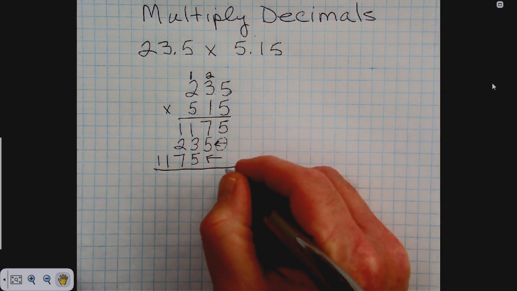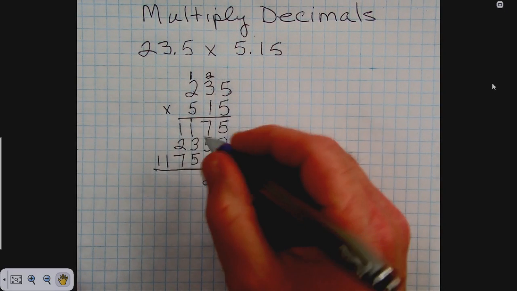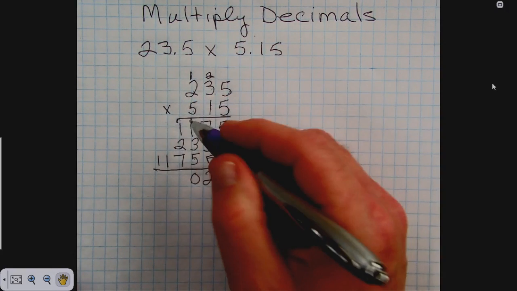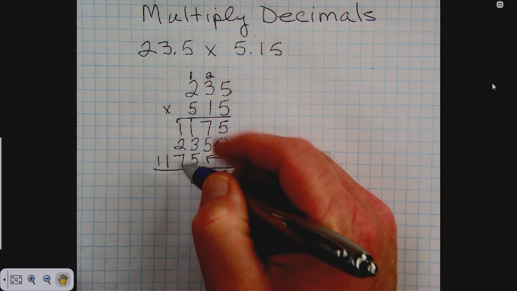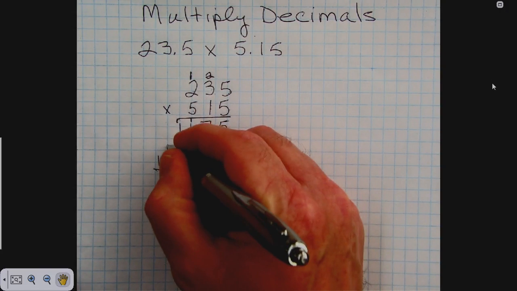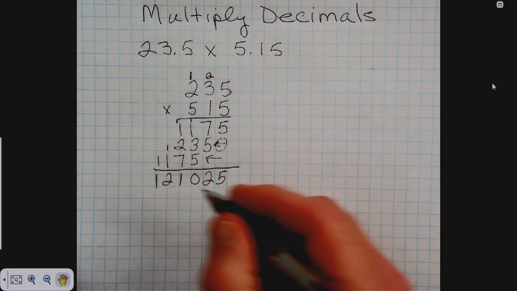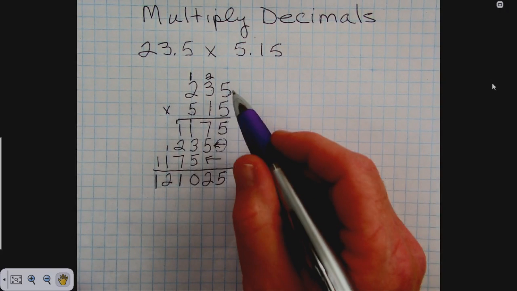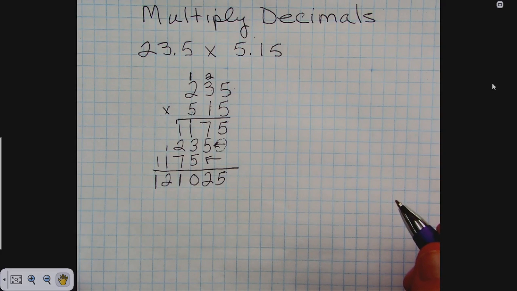Now, I add all these up. I get 5, 12, carry the 1, 5 and 5 is 10, carry the 1, 1, 2, 4, and 7 is 11, carry the 1, 1 plus 1 is 2, and then 1, 121. They're 0, 2, 5. So right now, when I'm multiplying these two together, I get 121,025. Well, that's not what I want though.